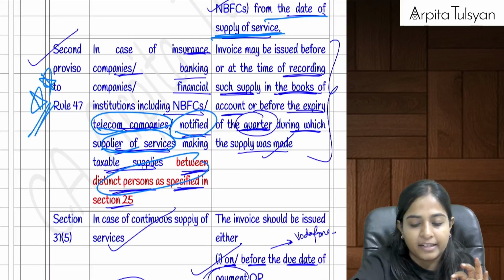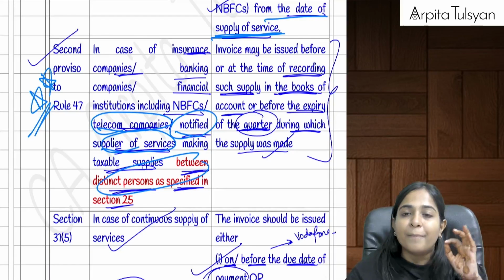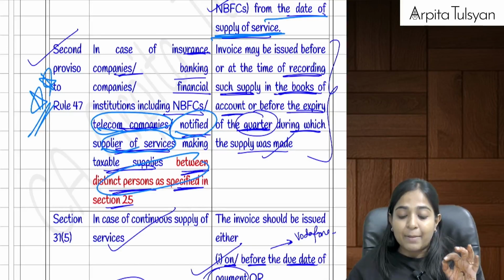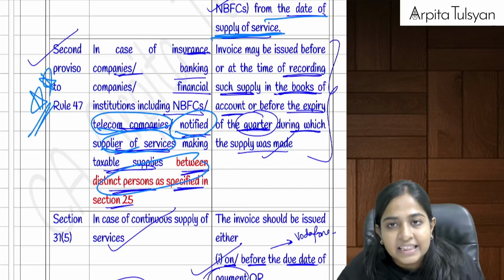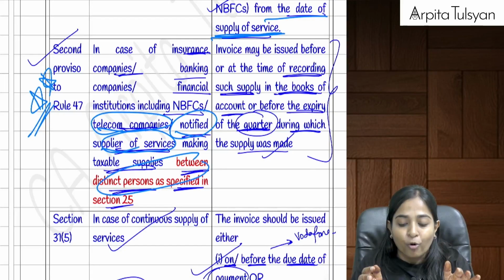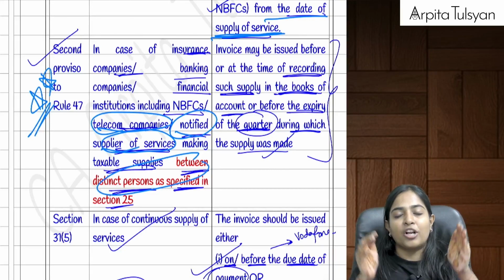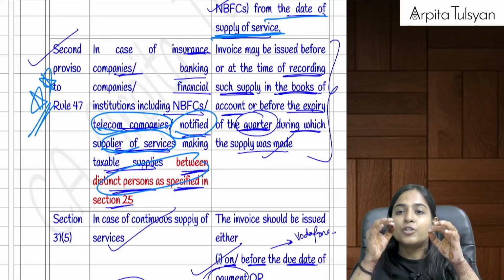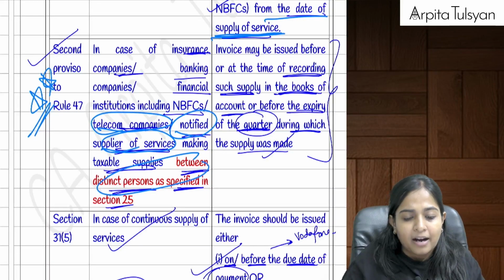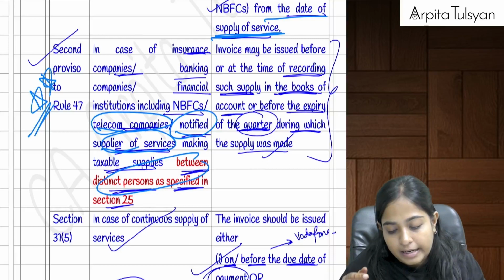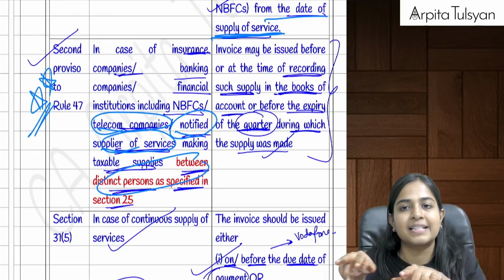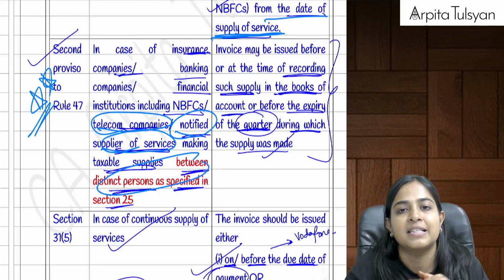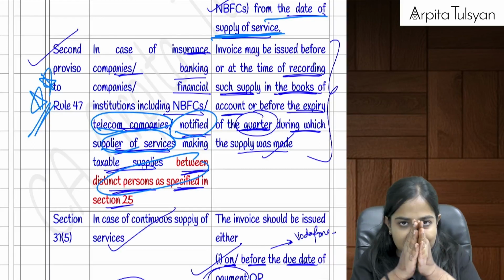This is a little different. Invoice may be issued before or at the time of recording the supply in the books of accounts, or before the expiry of the quarter, before the end of the quarter in which the supply was made. So two options are available. Ideally it is whichever is earlier. So whenever you are recording such supply in the books, that you have given such supply to your distinct person, that is the time of supply.